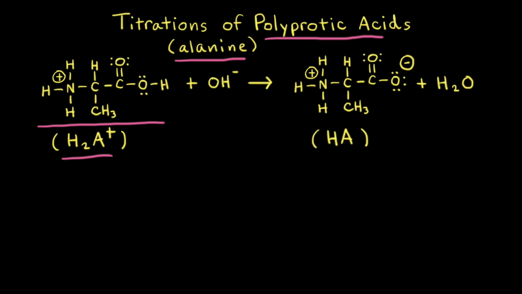Let's say we're doing a titration with the protonated form of alanine, and we're adding sodium hydroxide to an aqueous solution of the protonated form. The protonated form of alanine has two acidic protons. One acidic proton is on the oxygen, and the other acidic proton is one of the protons bonded to the nitrogen. The proton bonded to the oxygen is the more acidic of the two.